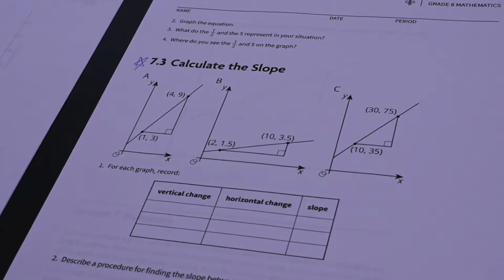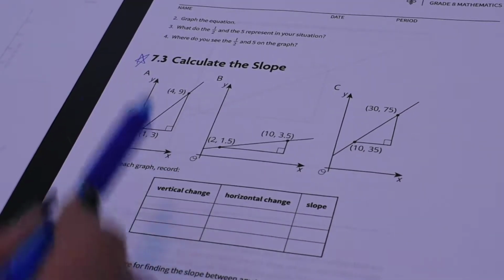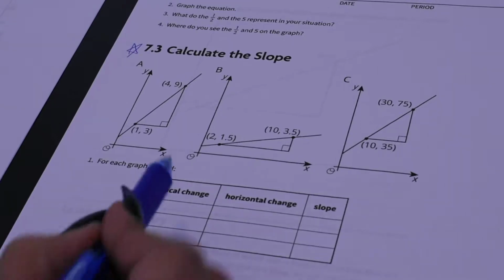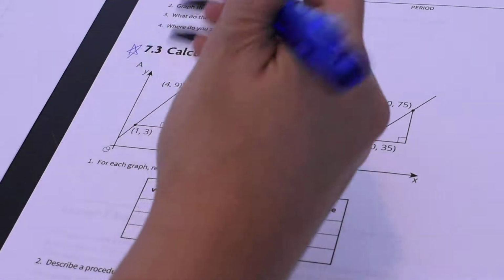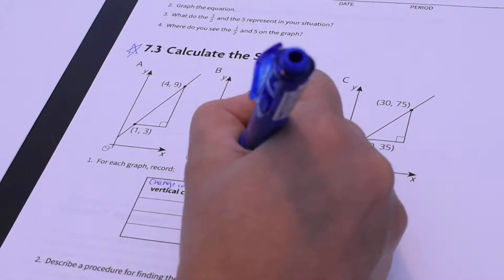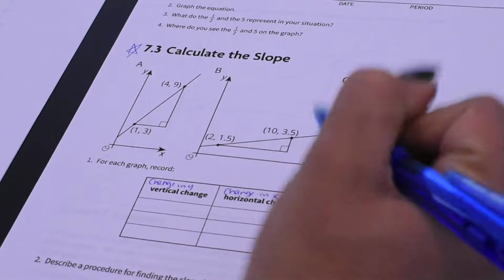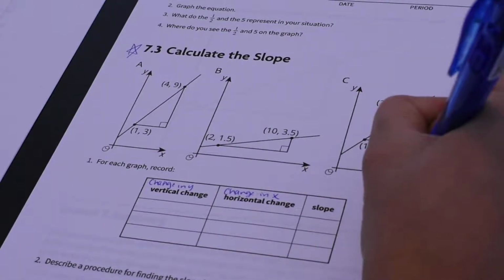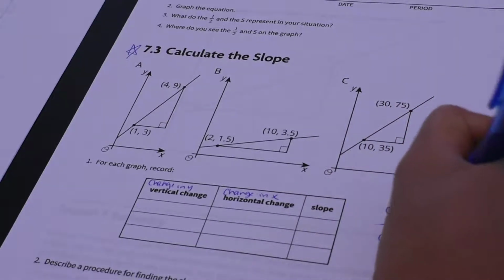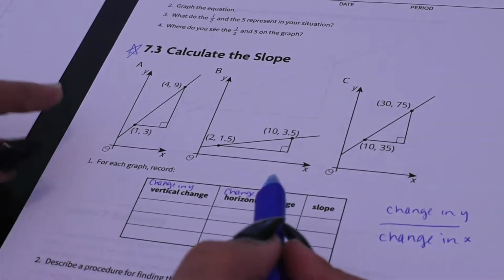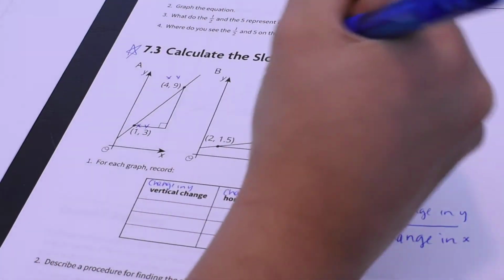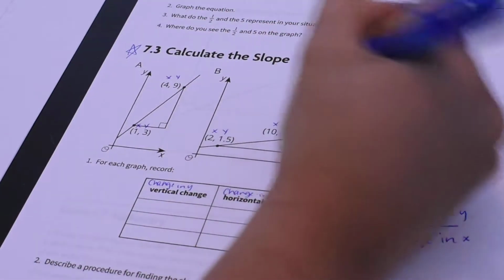So we are trying to calculate the slope of A, B, and C, all right? For each graph, we have to record the vertical change. Vertical change, as you know, is just the change in Y. And horizontal change is the change in X, as we've been doing. And we know slope is change in Y over change in X. So if we're looking at A, let's label all my points X and Y. Before we get started, I'm going to label everything X and Y.